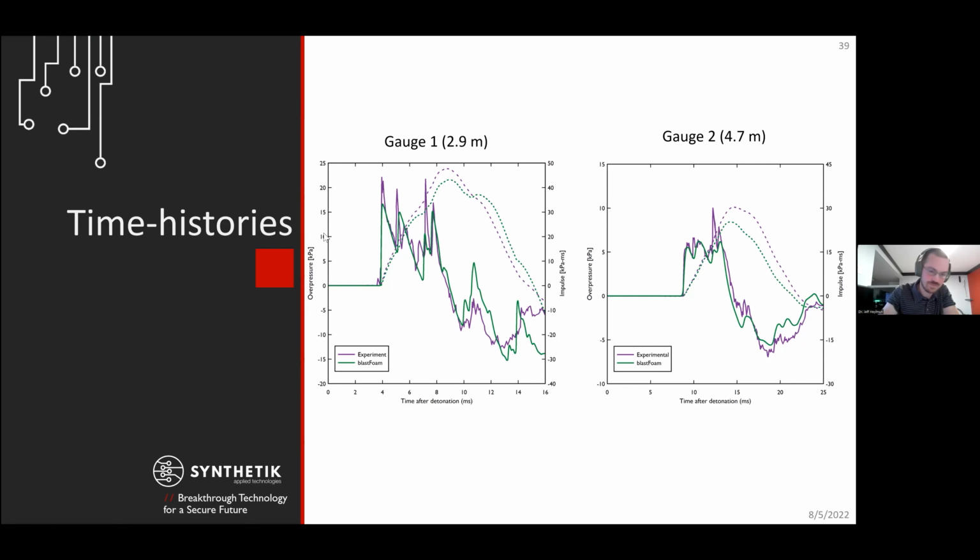But yeah, the green and purple are the ones that are compared. The dashed and solid lines are different quantities.